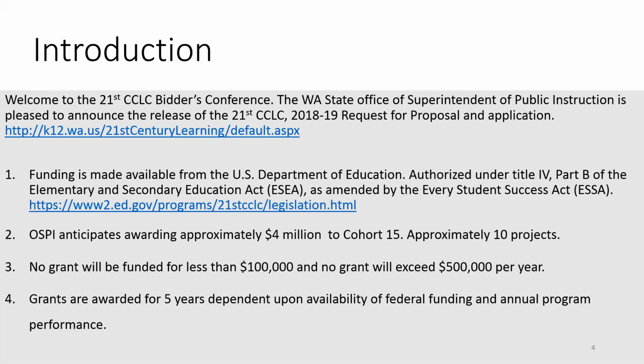Funding is made available from the U.S. Department of Education under Title IV, Part B, as authorized under the Every Student Succeeds Act. This year, we anticipate awarding about $4 million to Cohort 15 and about 10 projects or 10 grantees. No grant will be awarded for less than $100,000 and no more than $500,000. Grants are awarded dependent upon federal funding for up to 5 years and past grantee performance.